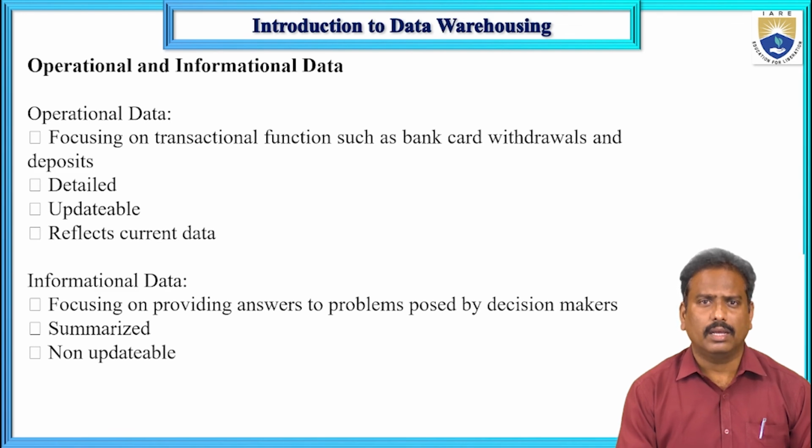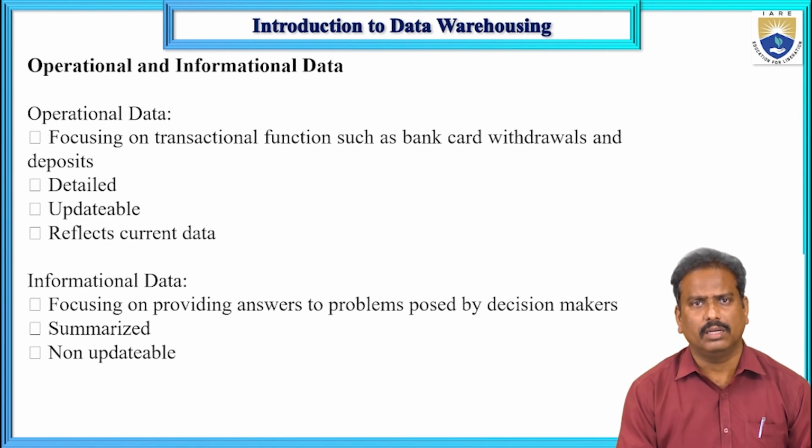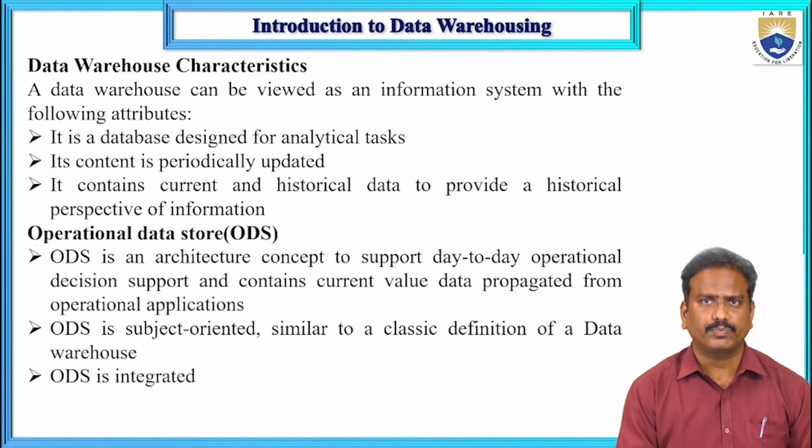Then the data is non-updatable, which means we can't change it. Why? Because it has already been done. Whereas in operational data, the transaction is in a running process, so we can update it. But in informational data, we can't change the data. Non-updatable, we can say.